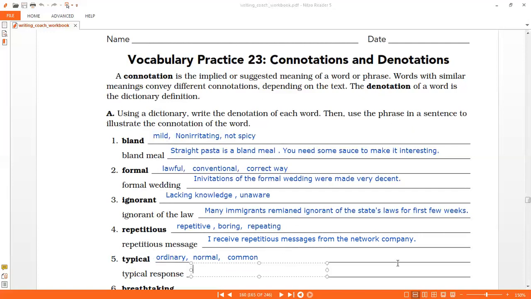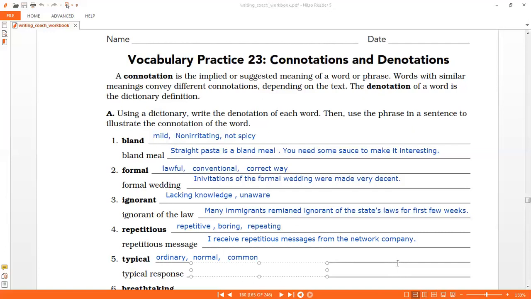So a typical response is something which is ordinary, something which is normal, something that is common, something that is seen around a lot, something that is unexceptional, and not exciting, unexciting.